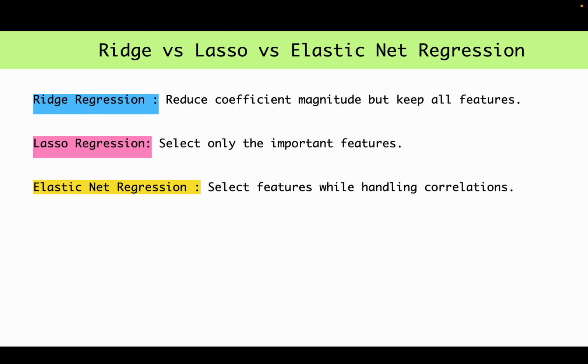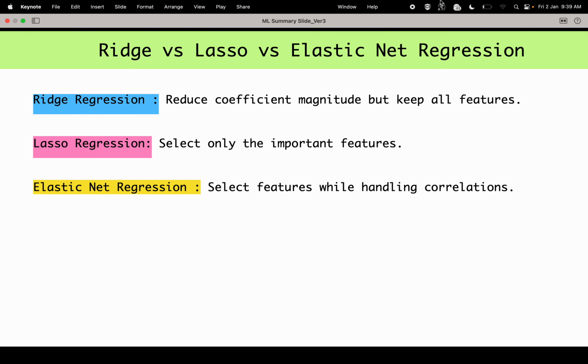So finally, by applying ridge regression, we are able to reduce the coefficient magnitude but keep all features, whereas by using lasso regression, which is an L1 norm based regularizer, which results in a sparse solution, we are able to select the important features. Elastic net is able to handle both, and it helps in both selecting features while handling correlations. So now let us see how we can implement these in Python and see the results of the W vector.